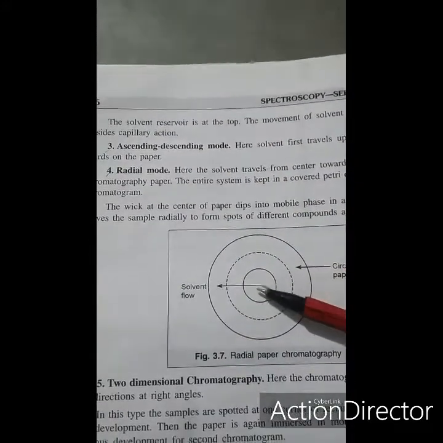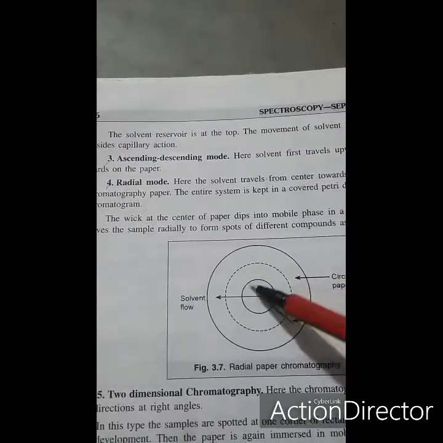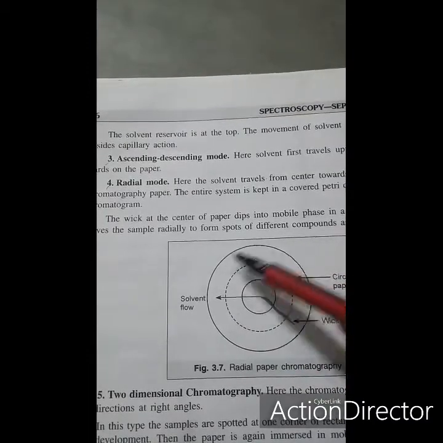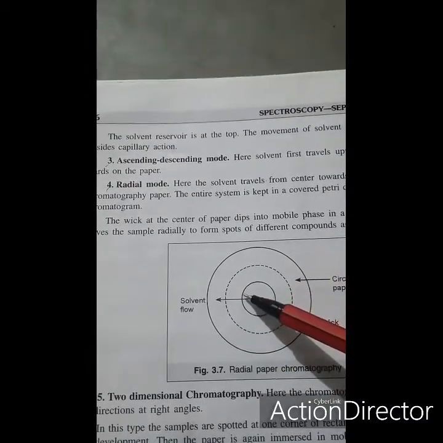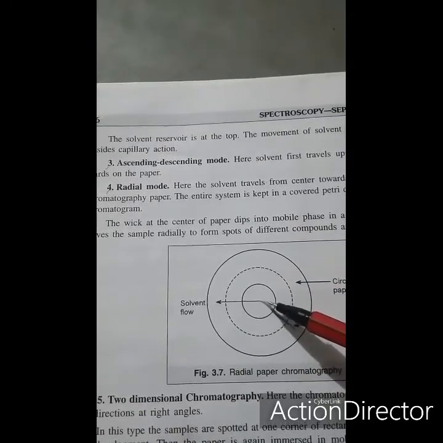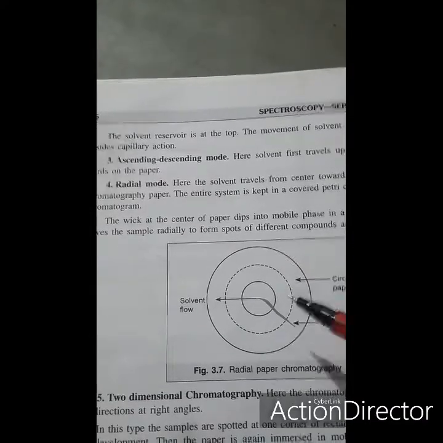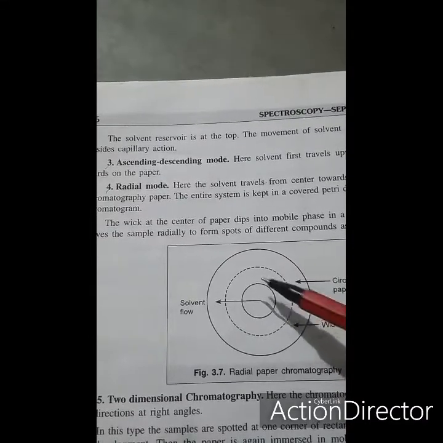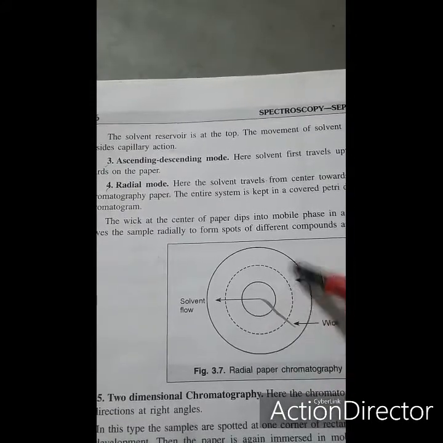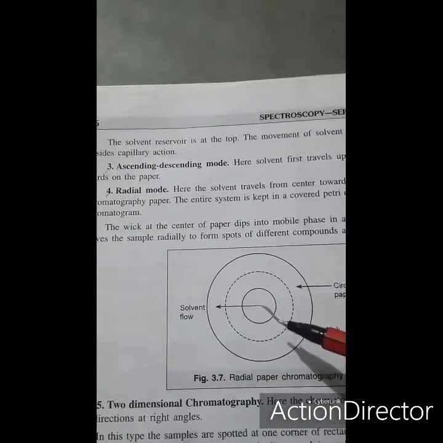The next one is the radial mode. Here the solvent travels from the center towards the periphery of a circular paper, and the entire setup is kept in a covered petri dish for the development of the chromatogram. There is a wick at the center of the paper which dips into the mobile phase, and the solvent moves radially to form spots of different colored compounds as concentric rings.